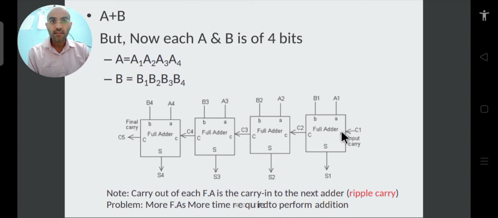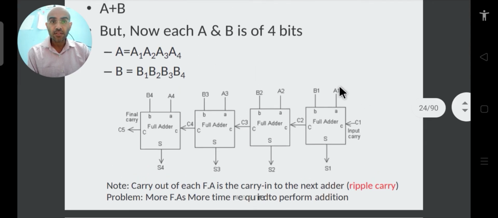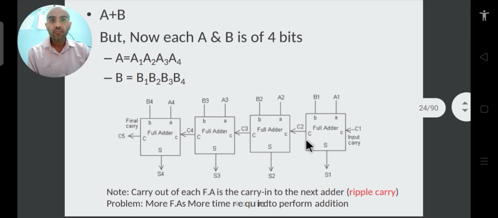This type of parallel adder is also called the ripple carry adder. The reason is that the carry is propagating, rippling from one full adder to another full adder. Until the first full adder generates this carry, the sum bit generated by the next full adder will not be correct. The correct carry should come first, and once this carry is generated, only then will this full adder generate its sum output and the corresponding carry output.